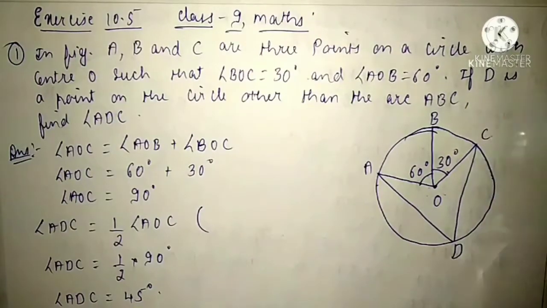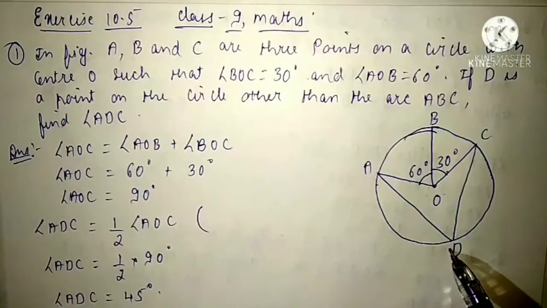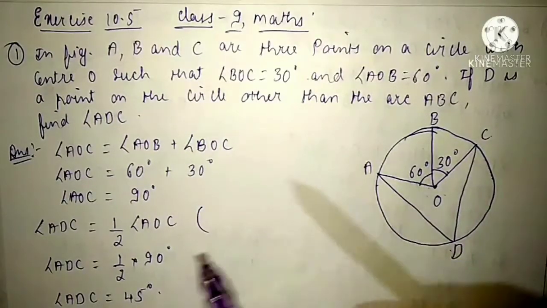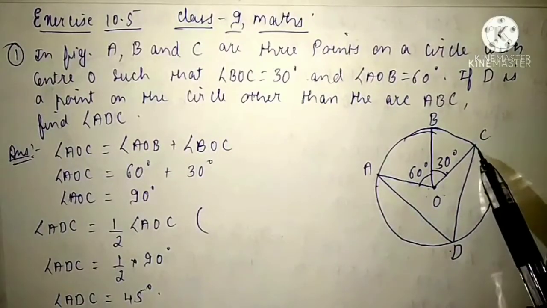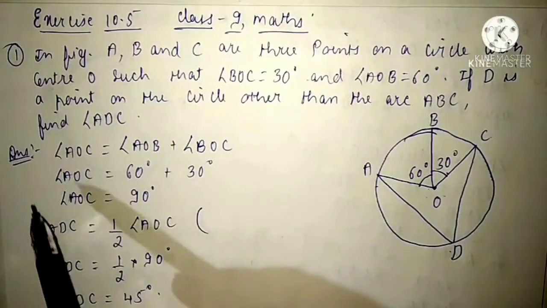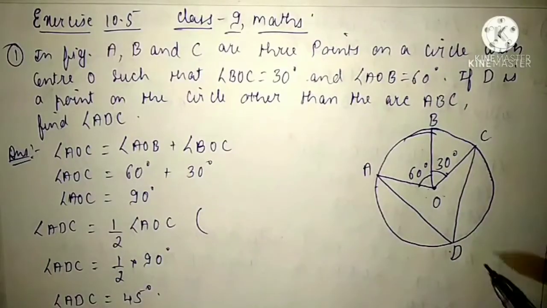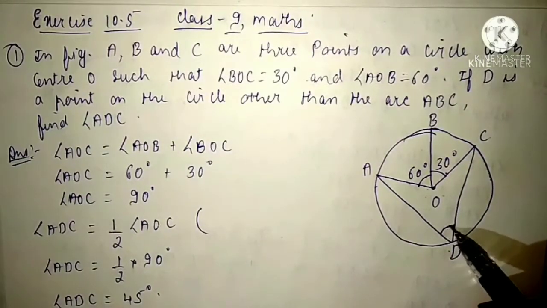Now if D is a point on the circle other than the arc ABC, we have to find angle ADC. This angle we have to find.